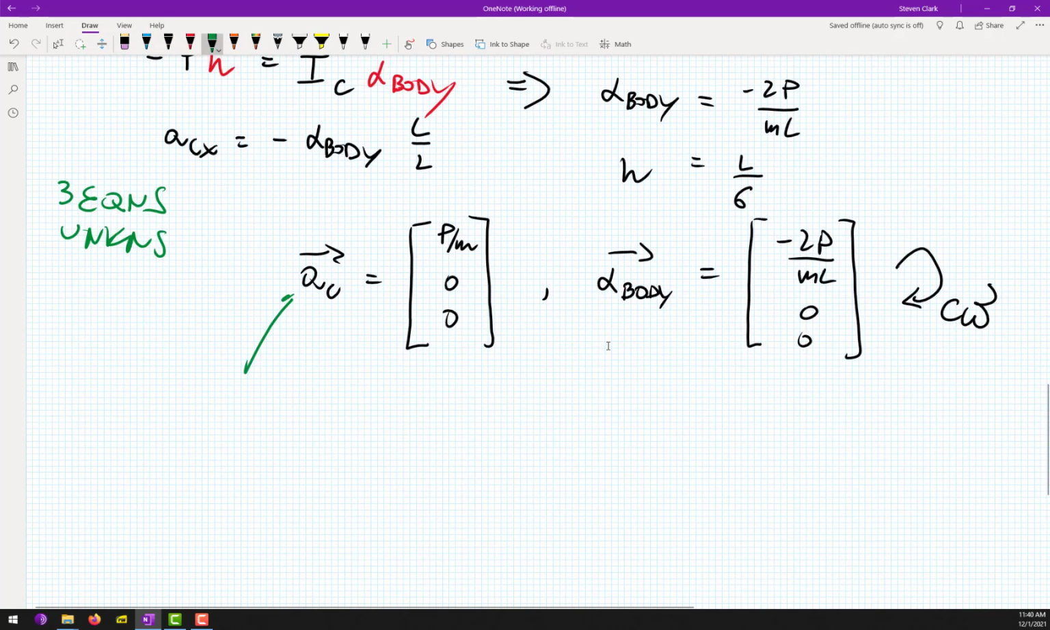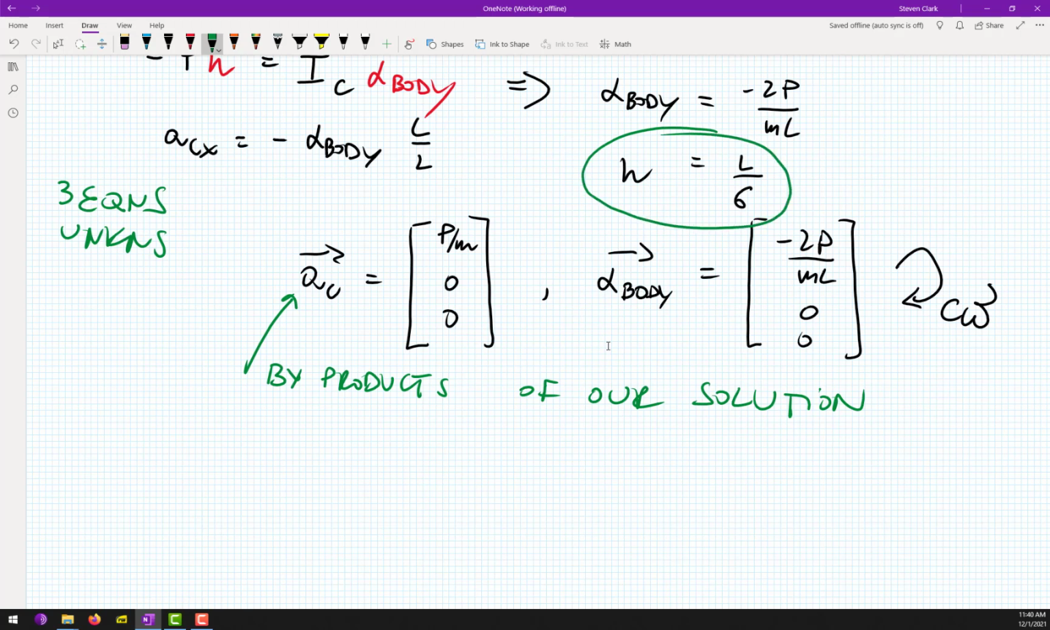However, in part A, these are like byproducts of our solution, yes? Because what in fact they ask us to find is this, yeah? So our answer to part A is H equals L divided by 6.